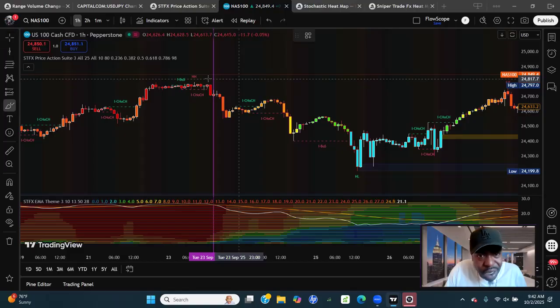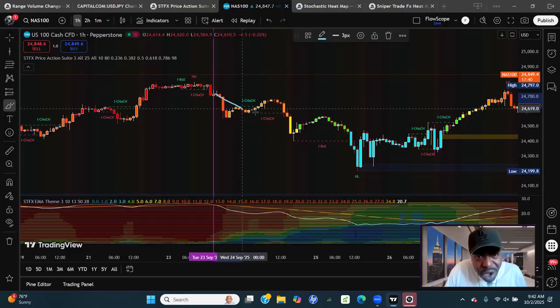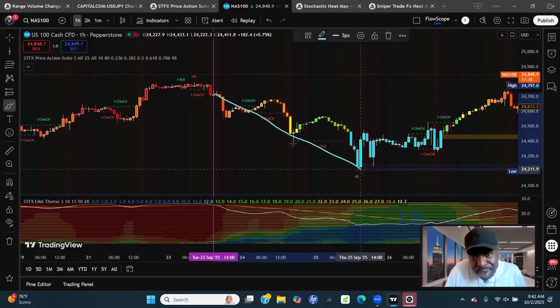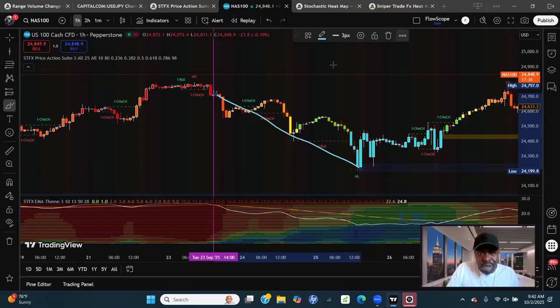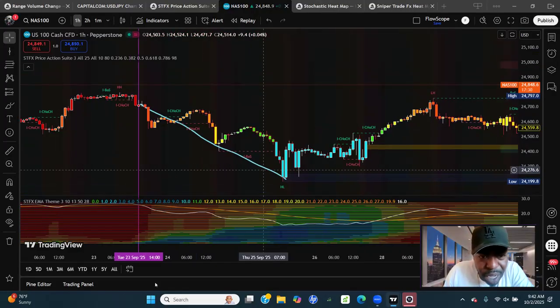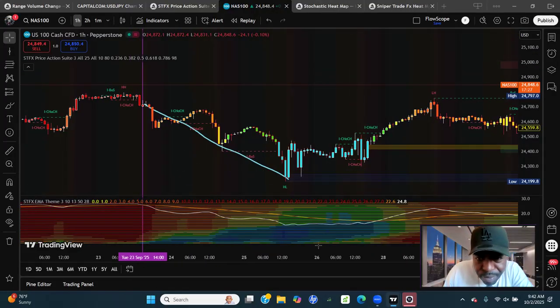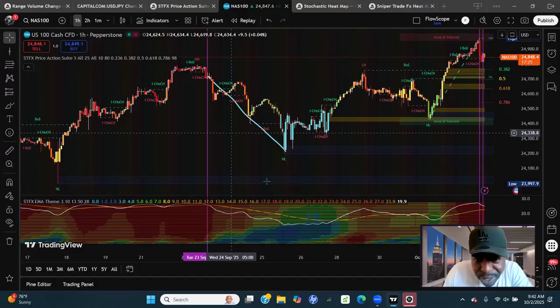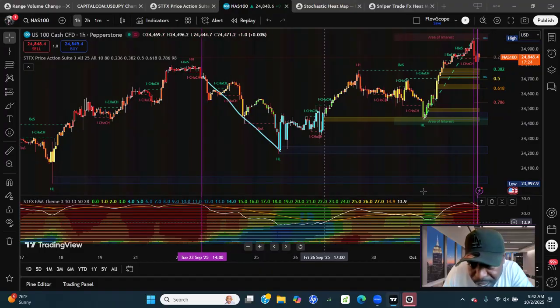You ride this all the way down to the blue. Okay. You see how that works with the heat map? All the way down to the blue. When you get to the blue, guess what you got?